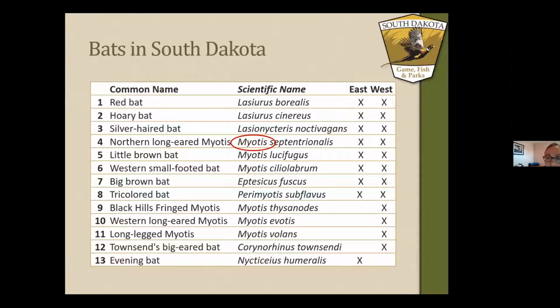The other thing I wanted to point out on this table is the distribution of these species, either east or west of the Missouri River. Eight of the species we have in South Dakota are found statewide. We have 4 species that are restricted to the areas with a lot of topographic relief in western South Dakota, either the Black Hills, the Badlands, or the Cave Hills in northwestern South Dakota. And that last bat, the evening bat, is restricted to the extreme southeastern part of the state.